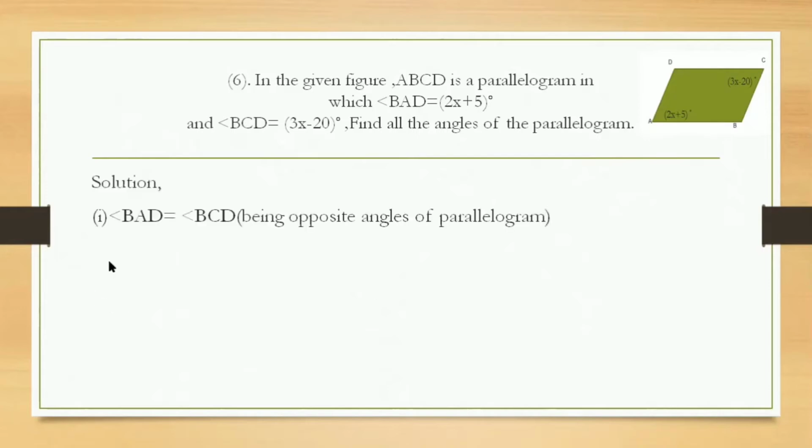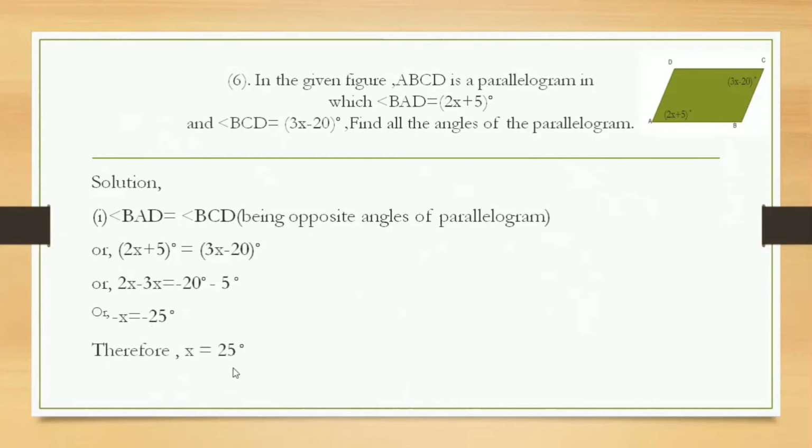It is written here. Angle BAD equals angle BCD, being opposite angles of a parallelogram. And now here, 2x plus 5 degrees equals 3x minus 20 degrees. Put the x values on one side: 2x minus 3x equals minus 20 minus 5. When 5 goes to the other side it becomes minus 5. And 2 minus 3 is minus 1, so minus x equals minus 25. Therefore, x equals 25 degrees. We found the value of x.